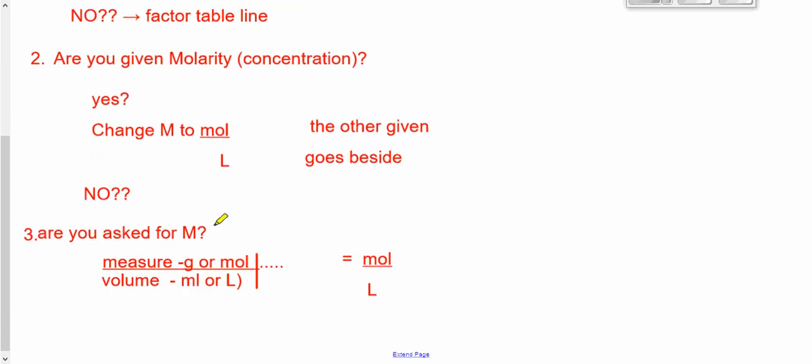If they ask you to solve for molarity, then you put your given measurement, your grams or your moles, over your given volume in mils or liters. And then you continue to do your factor label line conversions until you get it into the format of moles per liter, as we've practiced.